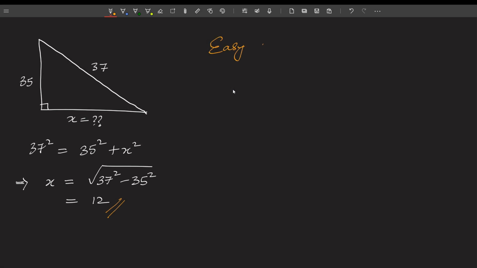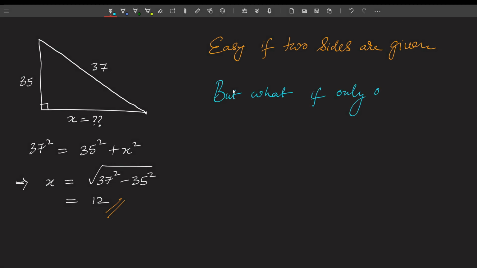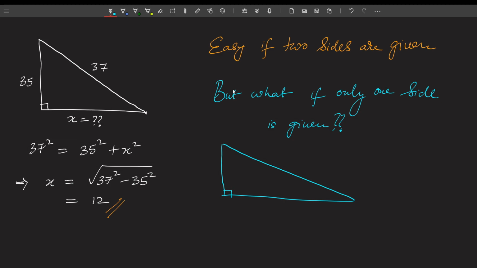So you see it's extremely easy when you are already given two sides. More or less there's nothing to compute. You only have to take the square root of the difference and that gives us the answer. But what about the situation when you have only one side of the right triangle and you are asked to find the other two sides? How would you solve that? That is something that I want to focus on in this video, and this is a method that is not taught in schools.